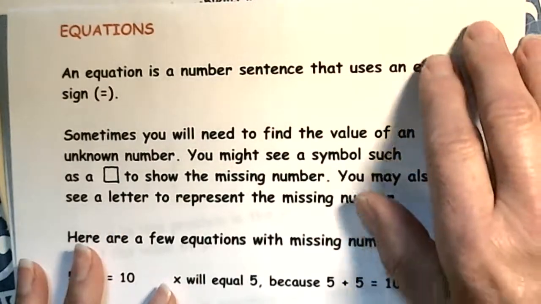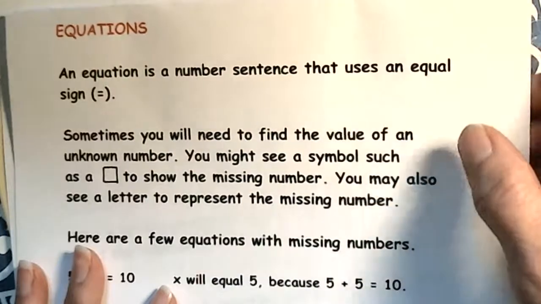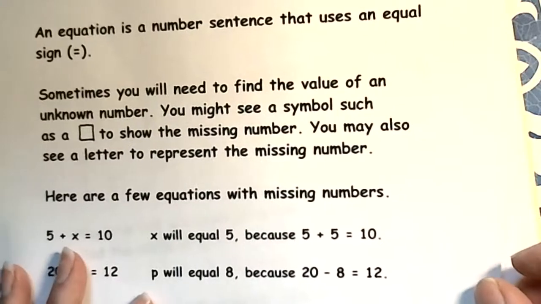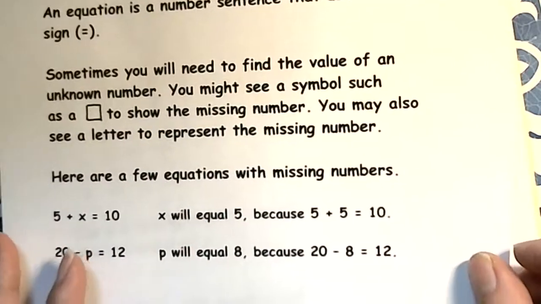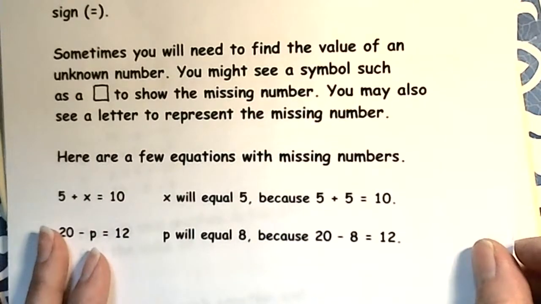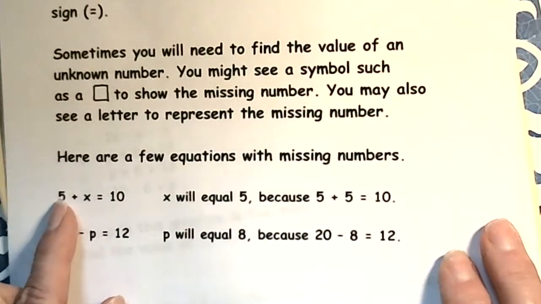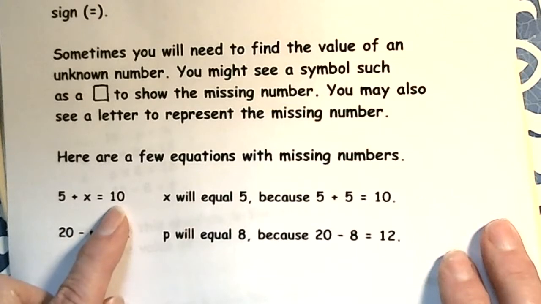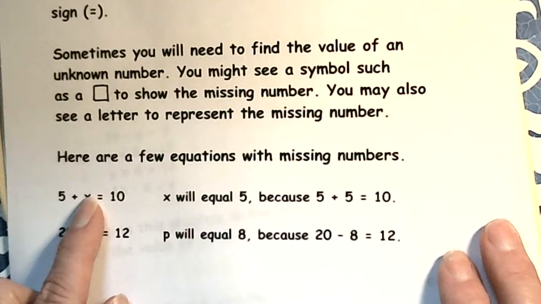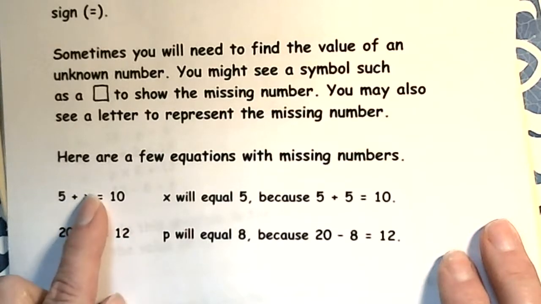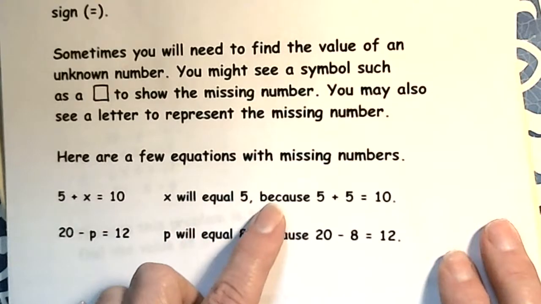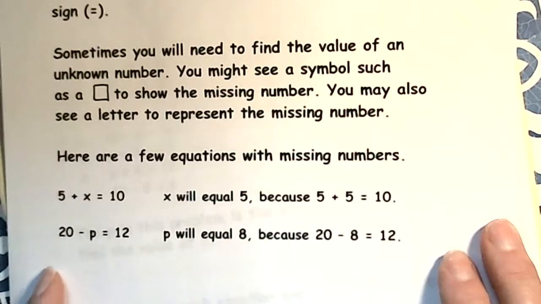So these questions will ask you to find a number, and they might have a letter in place of that number they want you to find. They could use any letter to represent the missing number. So here we have 5 plus x equals 10. They want you to tell them 5 plus what equals 10. This x just stands for a missing number. x will equal 5 because 5 plus 5 equals 10.